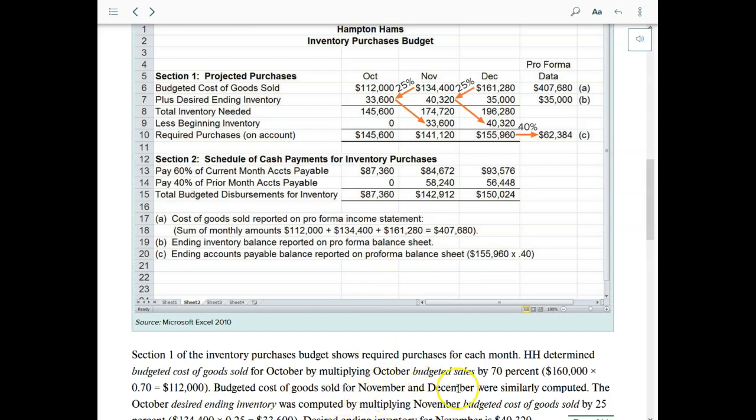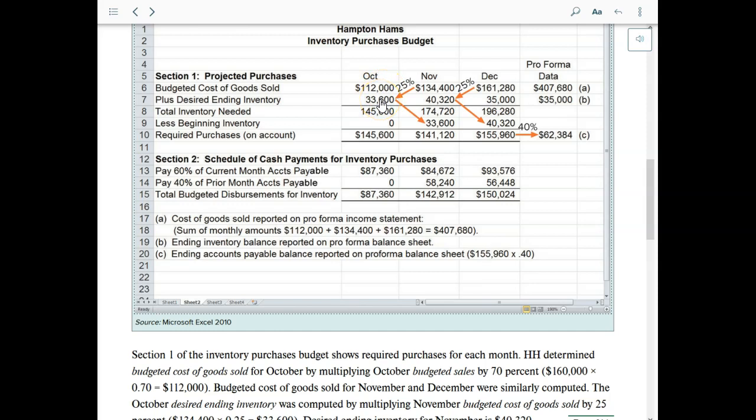For October, they had budgeted $160,000 in sales. That's your selling price. You don't pay that much for it. And they say they usually pay 70% of the sales price, and that's their actual cost. So in other words, they'll buy inventory that costs them $112,000, and they will sell it for $160,000. So don't put your $160,000 up here. This is your budgeted cost of goods sold. This is not your budgeted sales. Yes, it is based on your sales, but it's 70% of sales, so your actual cost of your inventory.